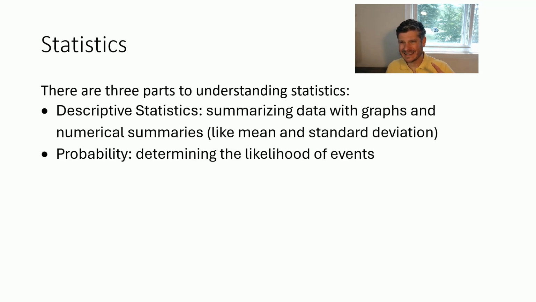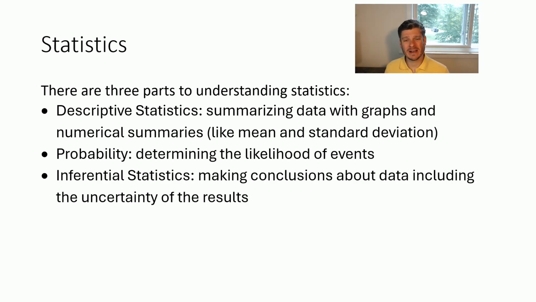But then we have to introduce this concept of probability, which is how we determine the likelihood of events. Because if I'm only relying on a small subgroup and not the entire group, there has to be some uncertainty in my results. And that's the final step of doing statistics, and it's what we call inferential statistics. It's how we make conclusions about our data, but we have to include the fact that there is going to be some uncertainty in our results. And so this can be very different from a typical math class, where when we solve an algebra problem, there's one right answer, x equals 2.